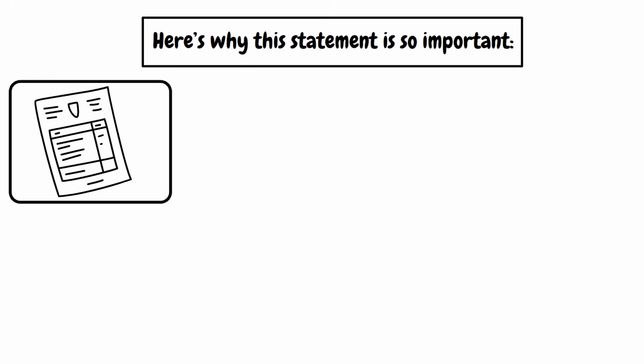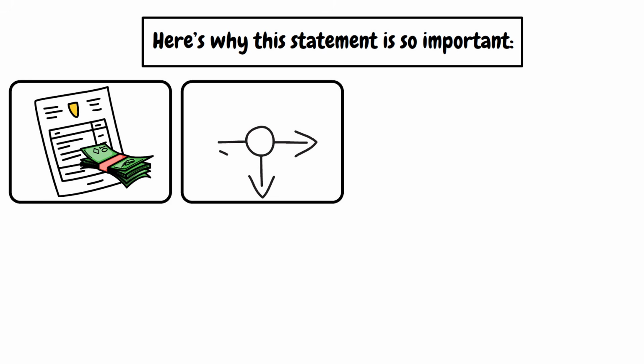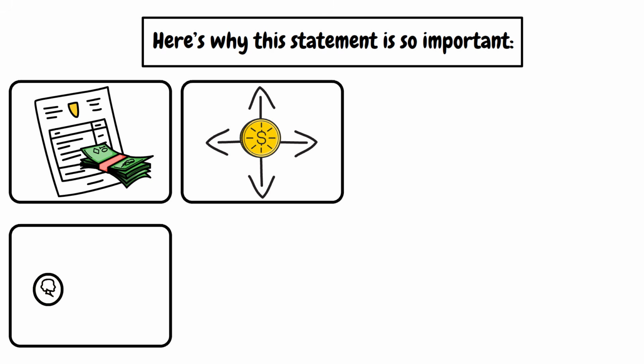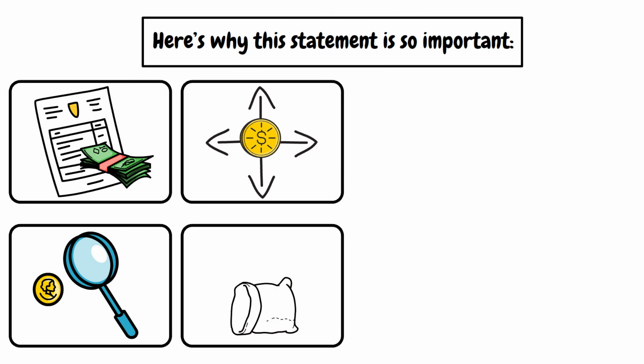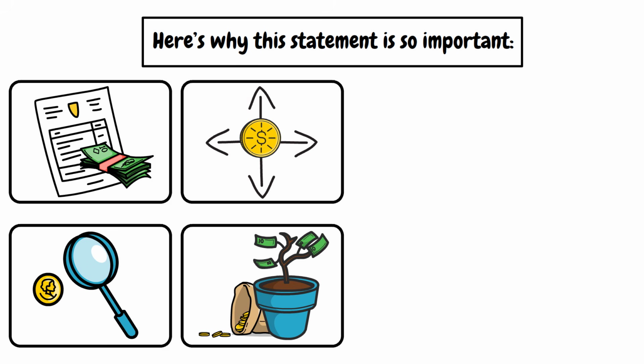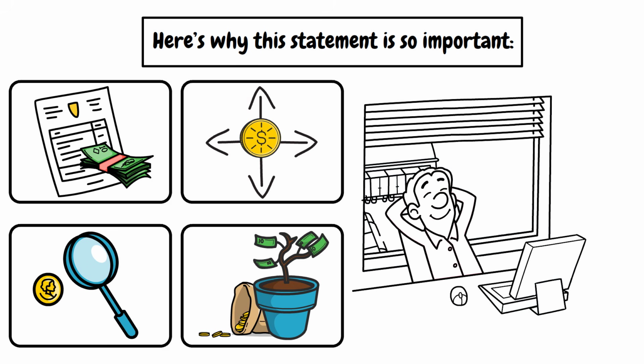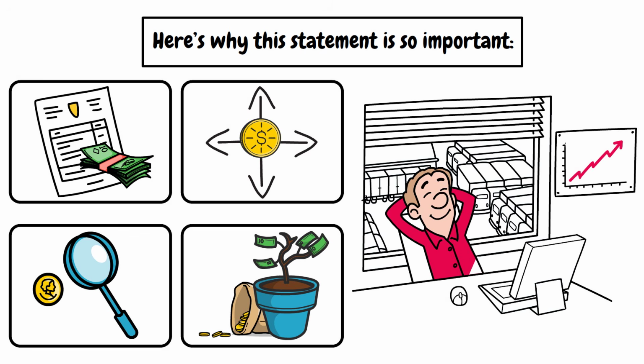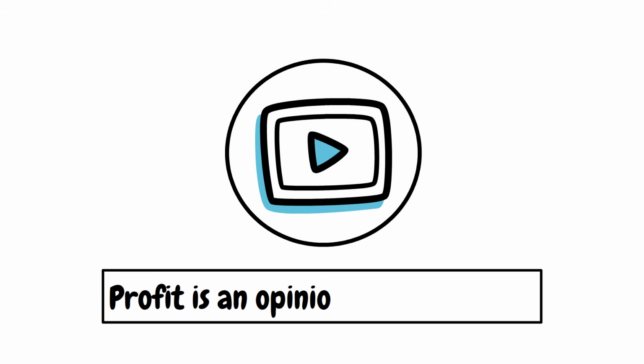Here's why this statement is so important. It shows liquidity. Can the company pay its bills? It reveals financial flexibility. It helps detect financial manipulation, and it shows whether growth is sustainable. Strong positive operating cash flow is usually a sign of a healthy business. If you remember just one thing from this video, let it be this. Profit is an opinion. Cash is a fact. The cash flow statement cuts through accounting estimates and shows what really happened with the money.